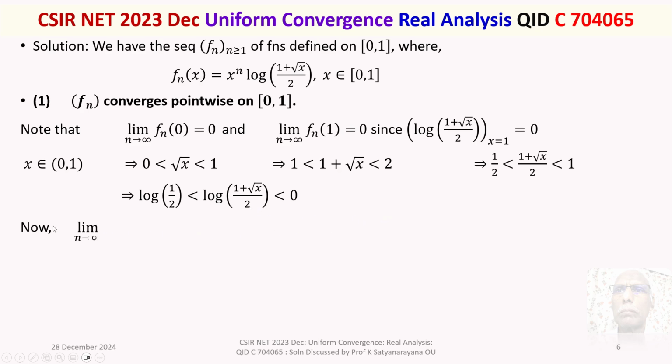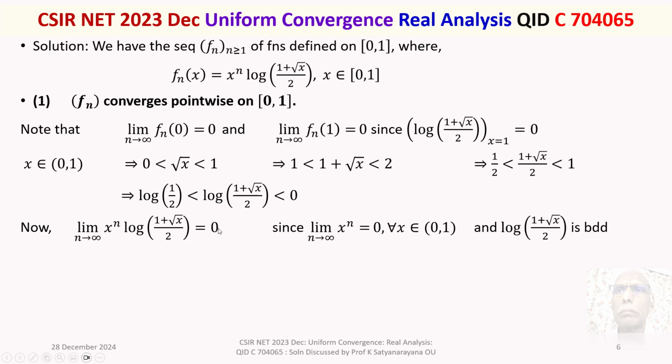Now the limit as n tends to infinity of x^n log((1 + root x)/2) is equal to 0. Where are we? We are in x belongs to the open interval 0 to 1. So when x belongs to the open interval 0 to 1, the limit as n tends to infinity of x^n is 0. For all x belongs to 0 to 1, the log of (1 plus root x)/2, which we have already seen, is a bounded function. Therefore, the limit as n tends to infinity of x^n log((1 + root x)/2) is 0.